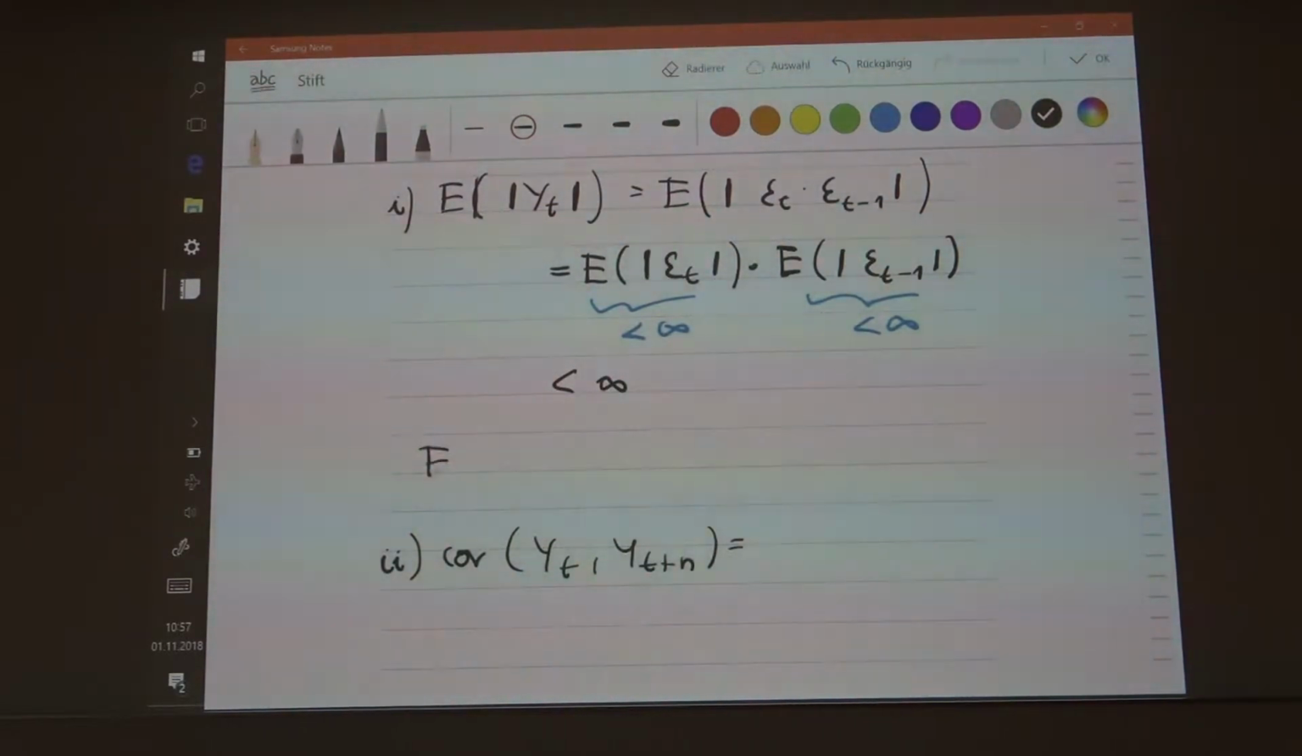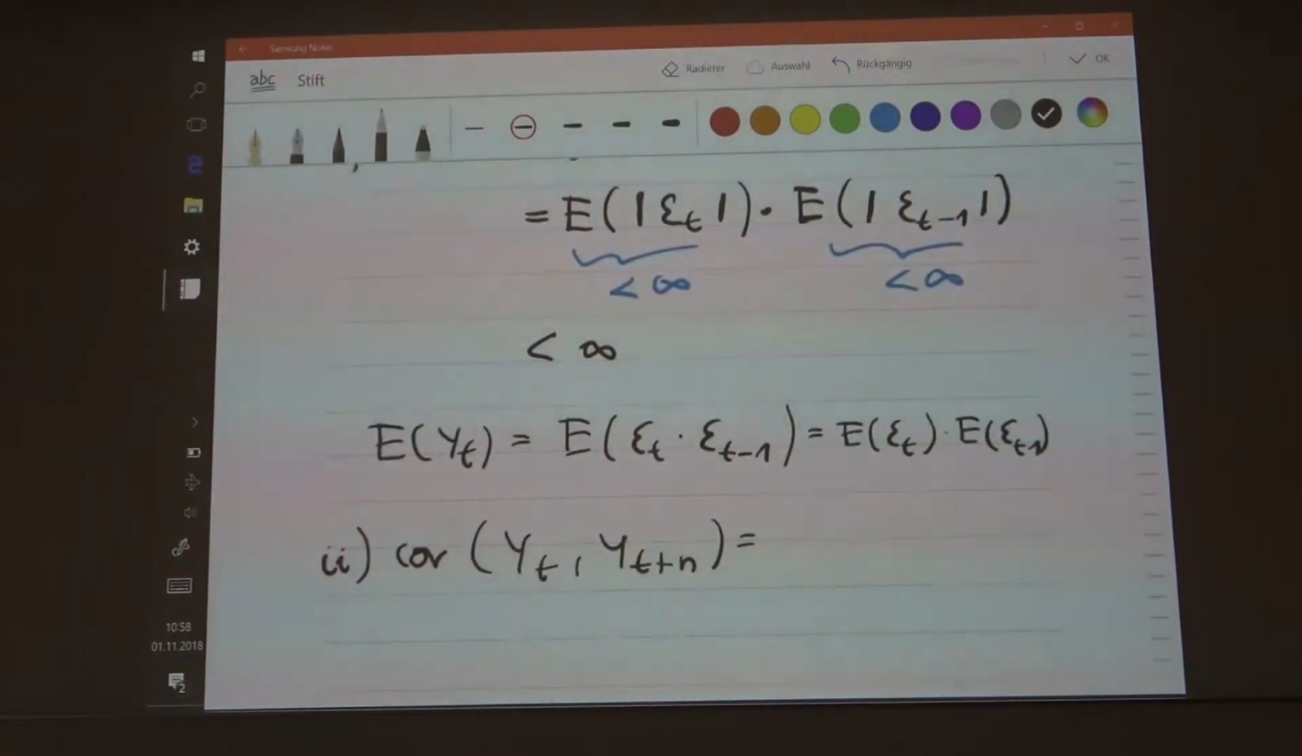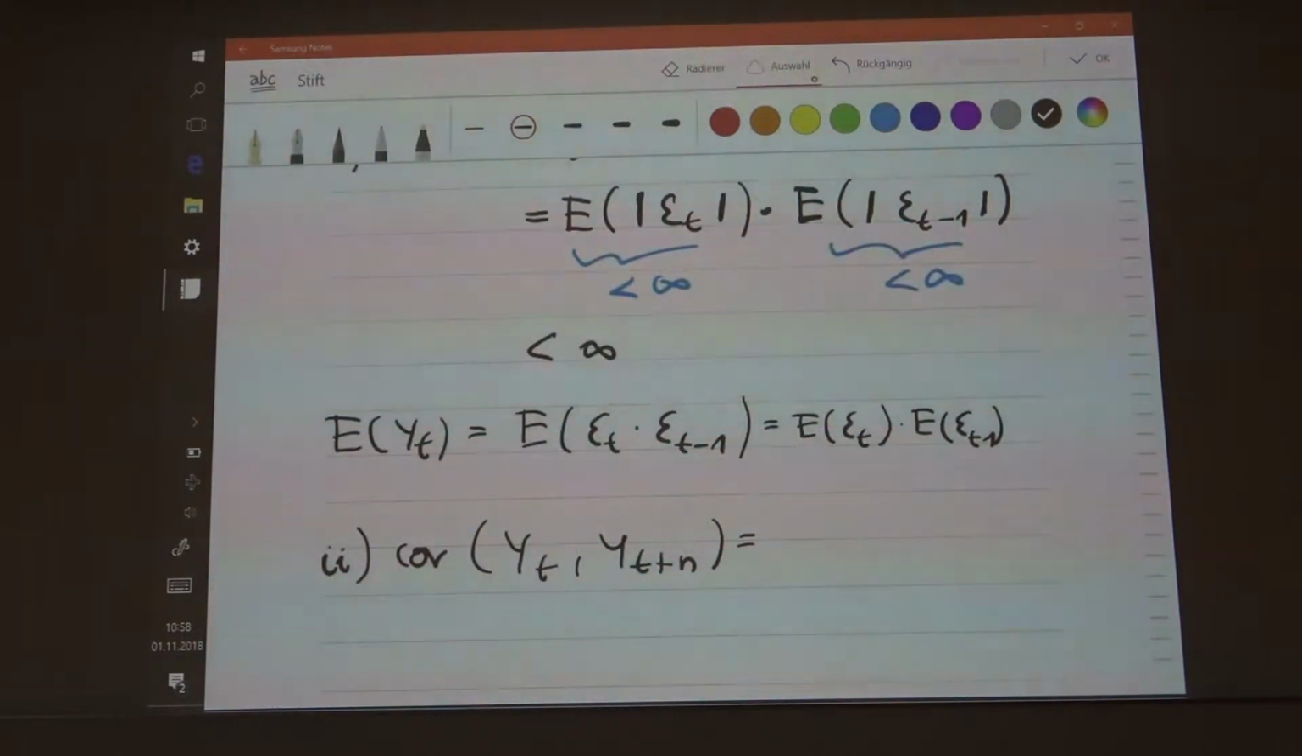The expectation of the process is of course equal to the expectation of the product of the two white noises, because that's how the process is defined. And basically the expectation of the product is going to be equal to the product of expectations, because the two are independent. I'm not sure whether or not you see this properly. Okay, so here you have the expectation of the process.